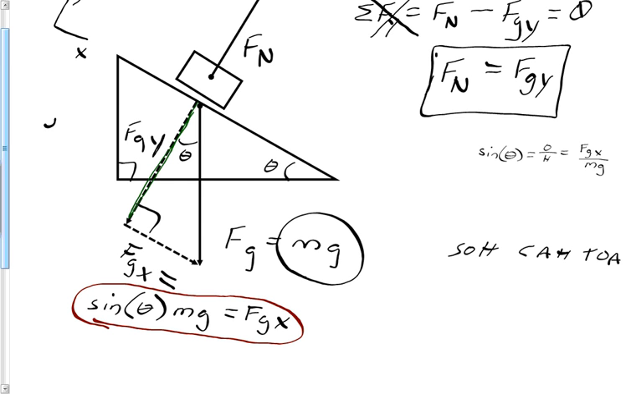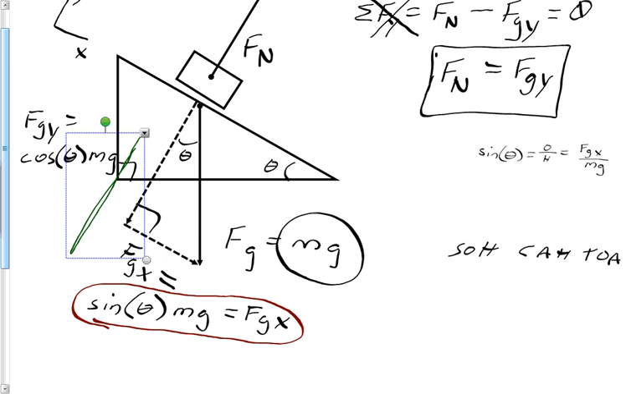So the force of gravity in the y direction is equal to cosine of angle theta times mg. And it's really quite the same procedure, except I'm using cosine rather than sine. Otherwise, it's the exact same thing. So I've expressed the force of gravity in the x and the force of gravity in the y direction in terms of mg. Remember, this is also equal to the normal force. That is helpful in the future.